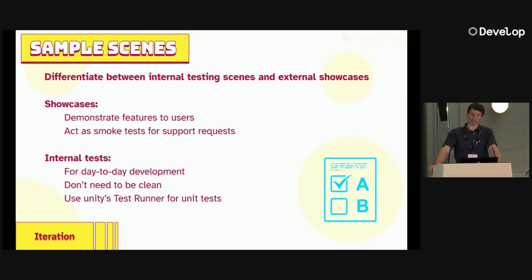Sample scenes. It's kind of obvious, but I find it really useful to differentiate between internal scenes and external showcase scenes. It's very tempting to ship your testing scenes after you've made them. They're designed to test or exercise a particular functionality. Why not ship them? The reason is that good showcase scenes need very careful curation, and testing scenes are often very high churn, and they can be misleading to users. They're just set up to exercise a feature, and then that's it. And then having a small number of showcase scenes can make it easier to sanity check before release.